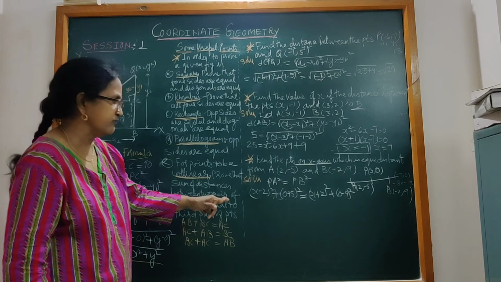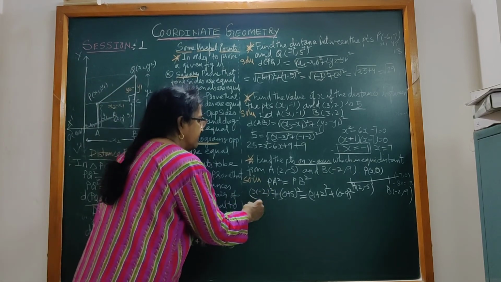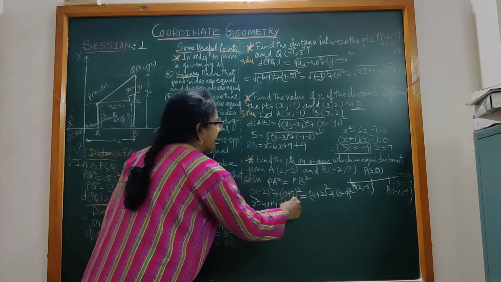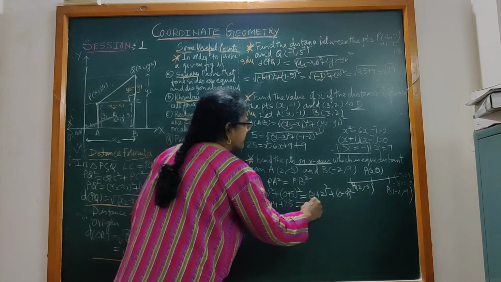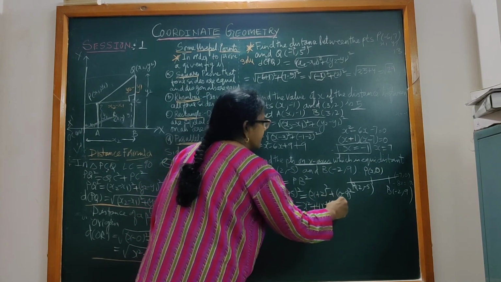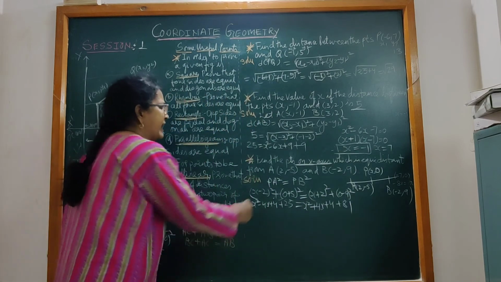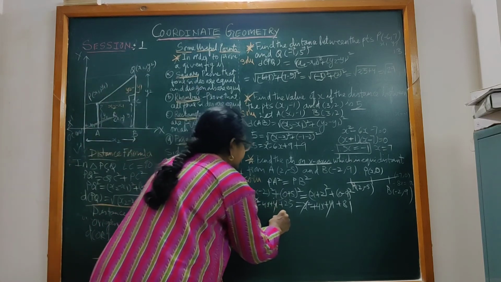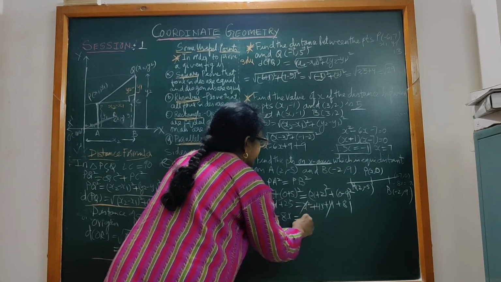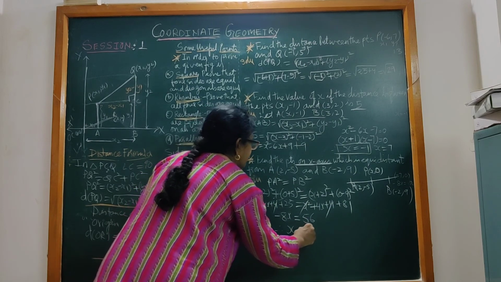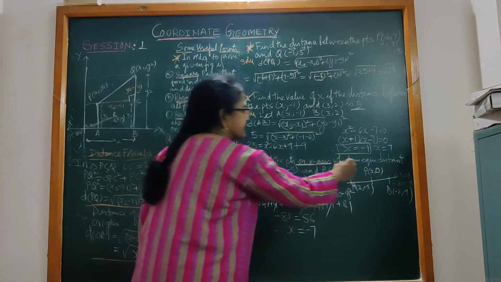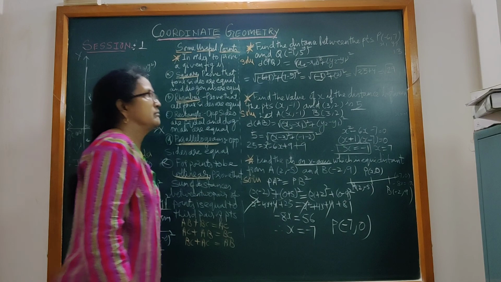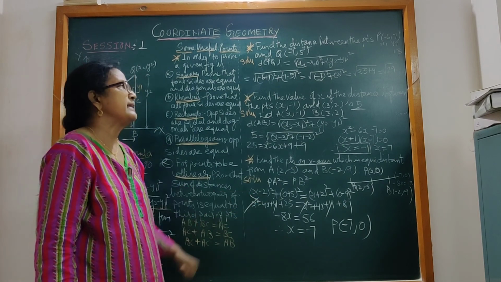So on both sides we have applied the distance formula. Now you can apply the identity: x square minus 4x plus 4 plus 25 is equal to x square plus 4x plus 4 plus 81. Now x square cancels, 4 also cancels. So you will get minus 8x is equal to 56. Therefore, x is equal to minus 7. Hence the coordinate of point P will become minus 7, 0.